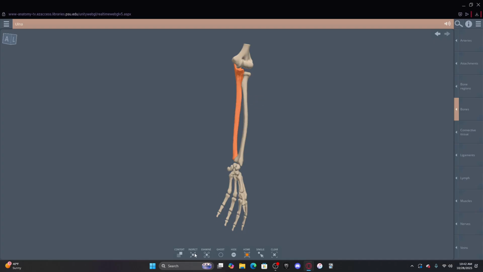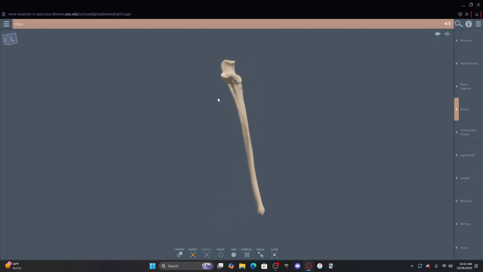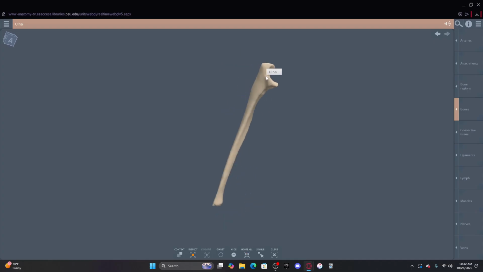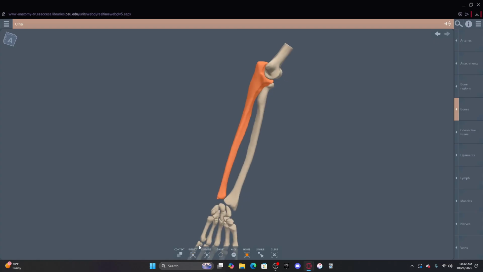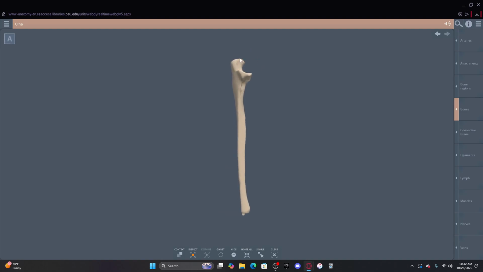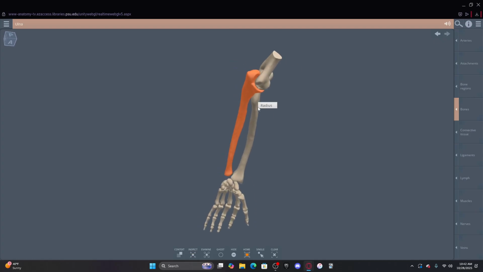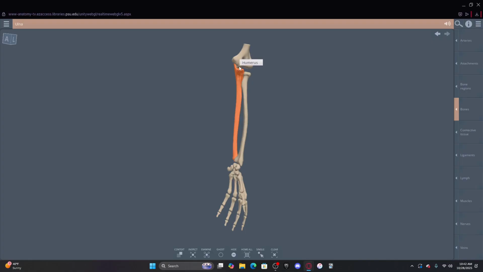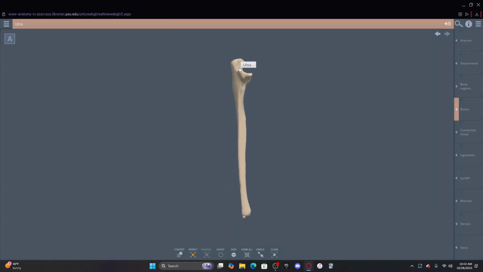So this is our ulna. If I inspect it, we have the trochlear notch. You see this C shape here? This is the trochlear notch. So our trochlea of the humerus is going to articulate with the trochlear notch of the ulna. You can kind of see how it's like a lock and key type of thing, where you have this little swivel projection, whereas this is holding. This is where the trochlea is resting in the trochlear notch.